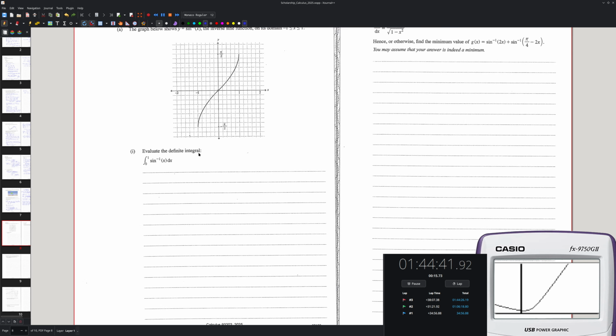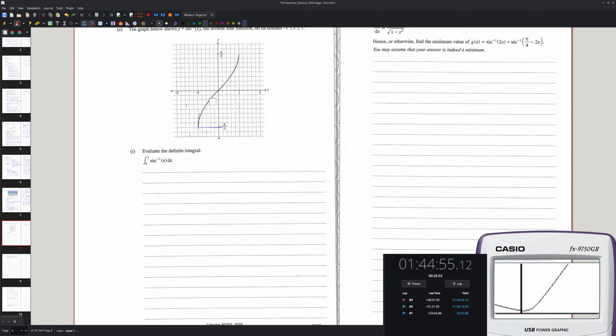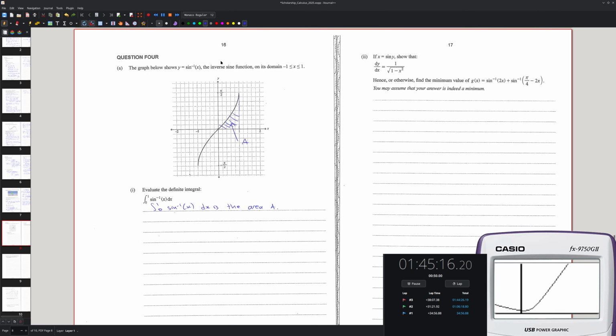What are they doing? Evaluate the definite integral. Okay, so this is a trick, right? This is a, right? The definite integral of arcsine x from 0 to 1 is the area A.